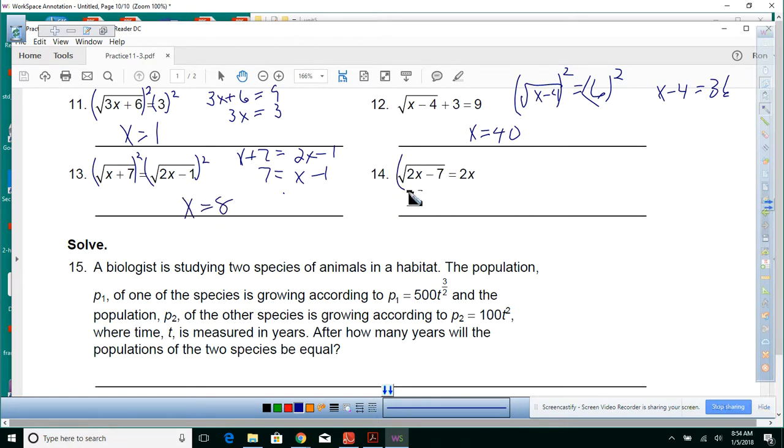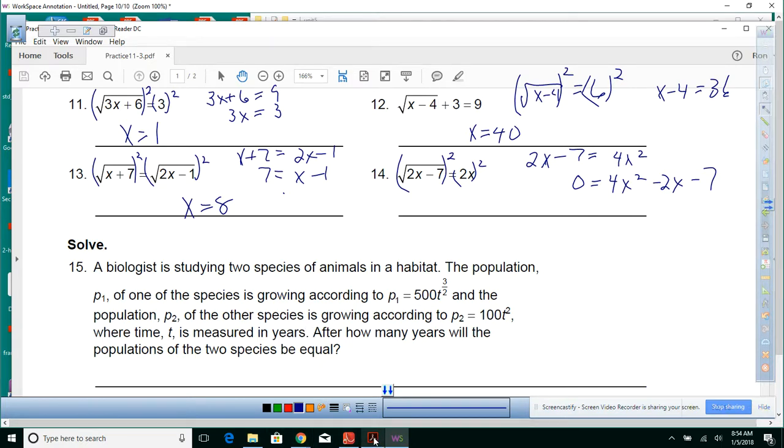Over here, we're going to square both sides. And that gives us 2x minus 7 equals 4x squared. And then I'm going to move everything, so I got 0 equals 4x squared minus 2x minus 7. Okay, we got to factor that. That's pretty hard to factor.